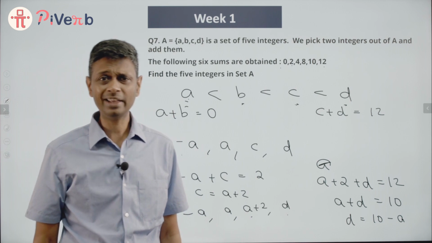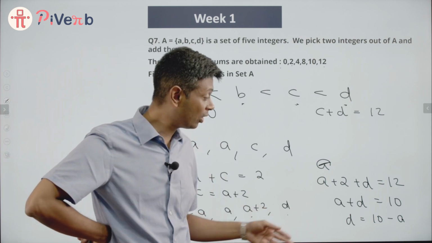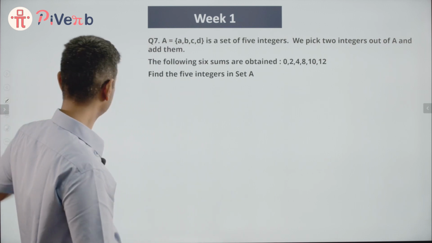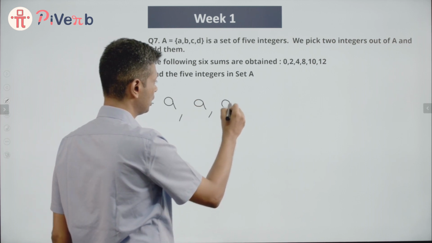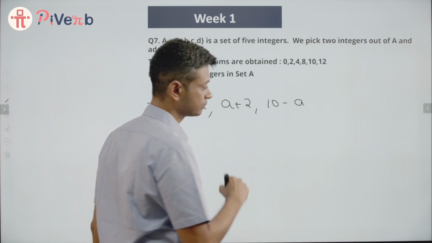Why have I done that? Because I like A. I have written B and C in terms of A. I want to write D also in terms of A. Now I've got something going. So my numbers now are minus A, plus 2, 10 minus A.